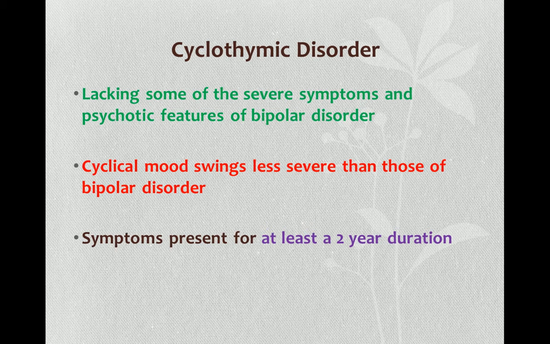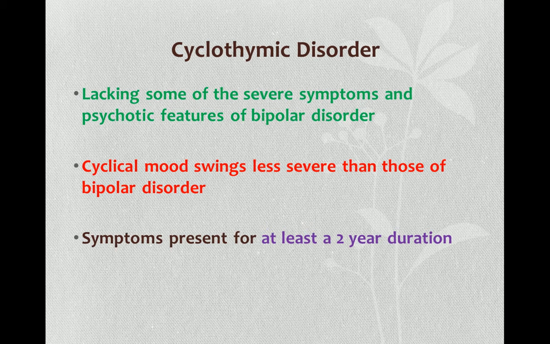So to meet the diagnostic criteria for cyclothymia, a person must experience this alternating pattern of emotional highs and lows for a period of at least 2 years with no more than 2 consecutive symptom-free months.